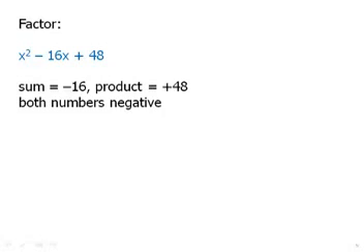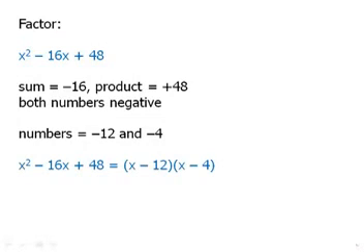Well, certainly 6 times 8. 6 times 8 has a sum of, 6 and 8 have a sum of 14. That doesn't work. We could do 4 times 12. 4 times 12 has a sum of 16. So negative 4 times negative 12 would be positive 48, but negative 4 plus negative 12 would have a sum of negative 16. These are the two numbers that we need, so we can factor this into x minus 12 and x minus 4.